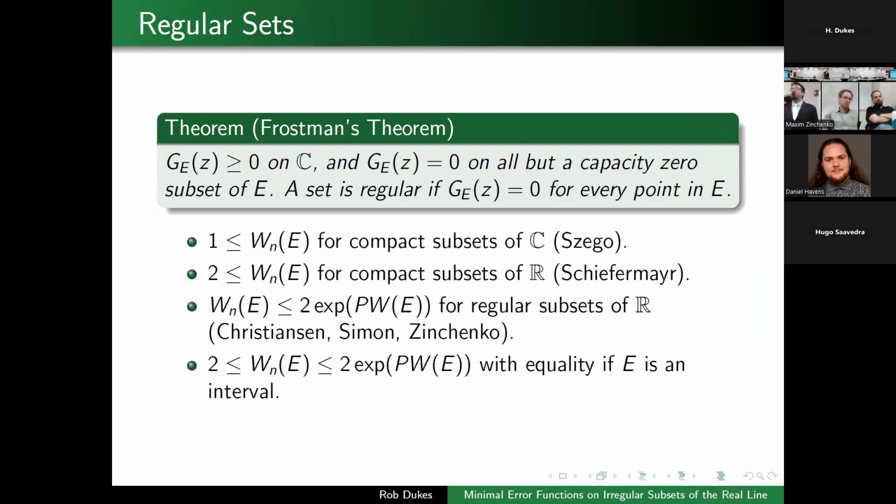And with that, there are some existing results. So Frostman's theorem, also sometimes called the fundamental theorem, depending on which one you think is more important, says that the Green's function is going to be positive on all of the complex plane and 0 on all but a capacity 0 subset of E. So we are frequently going to be switching between thinking of living on the real line and living in the complex plane. We say a set is regular if it's 0 for every point in E.